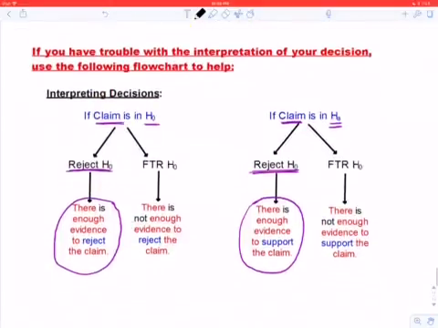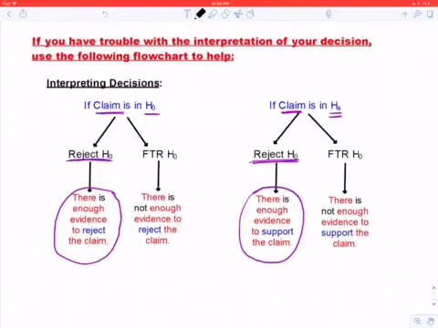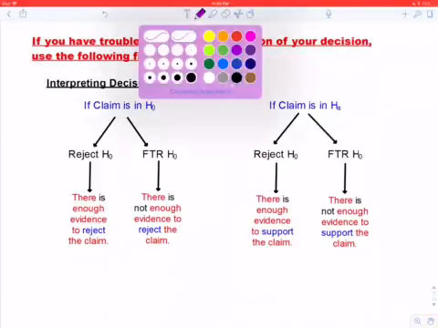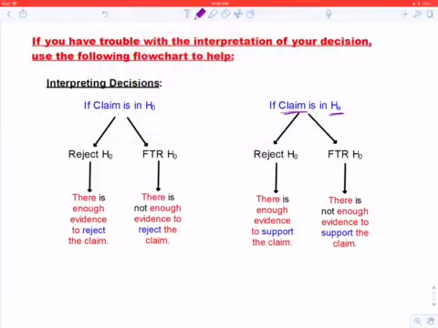Okay, and again, while you're getting used to the interpretation, you can always come back here and reference my flow chart. So in this case, we were back to a situation where the claim was in the alternative, it was greater than, no equality. But this time our test failed to reject the null hypothesis. So notice my interpretation right here said there is not enough evidence, the test was inconclusive, to support that claim.